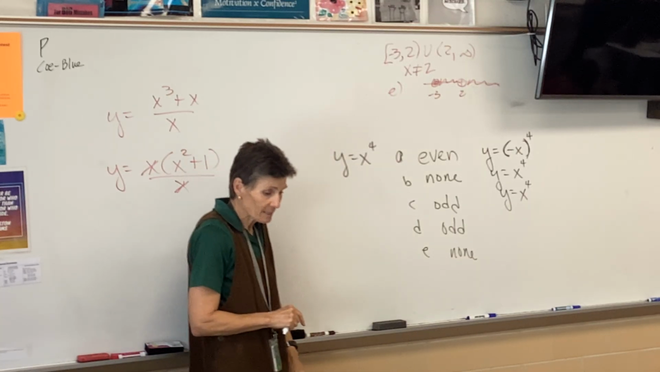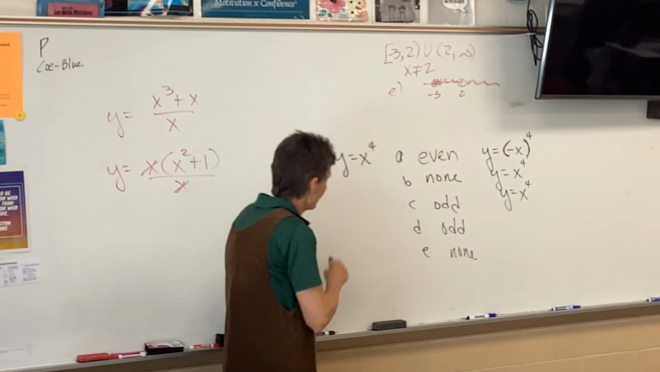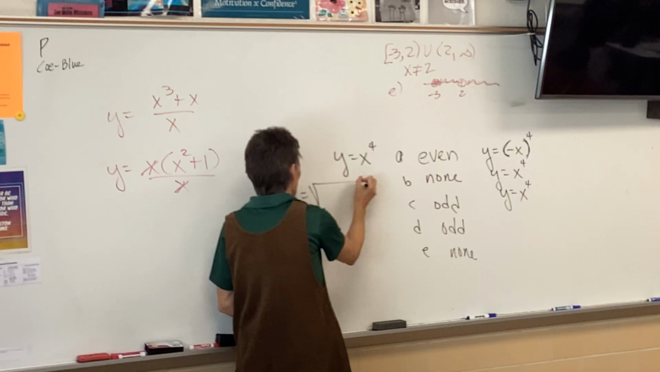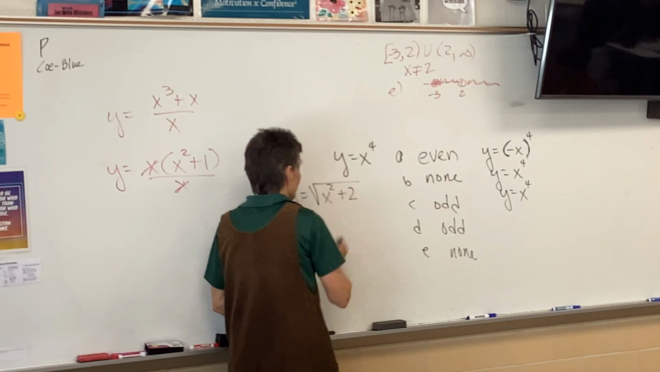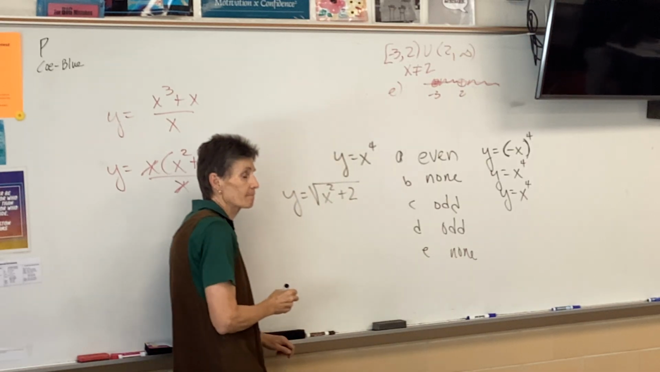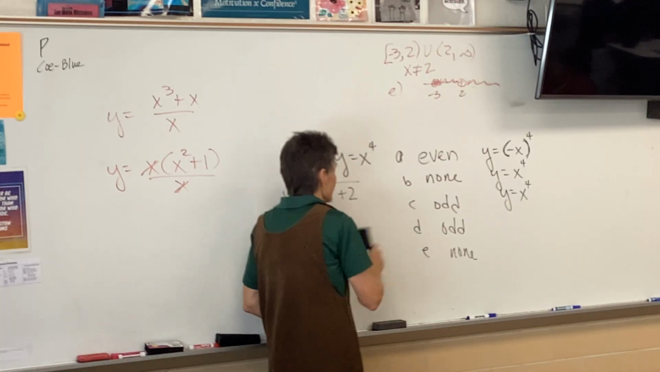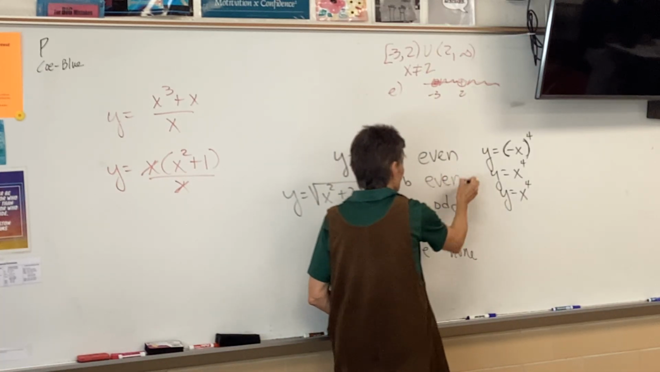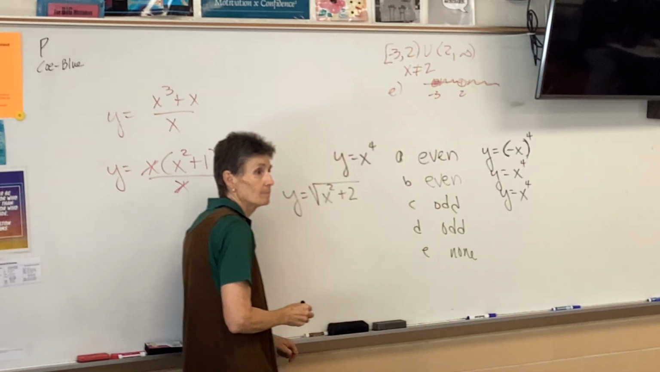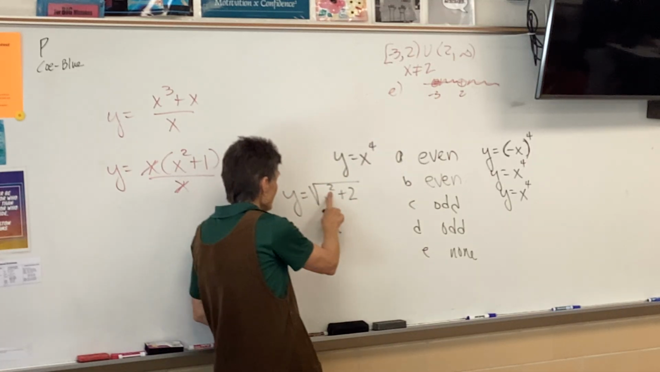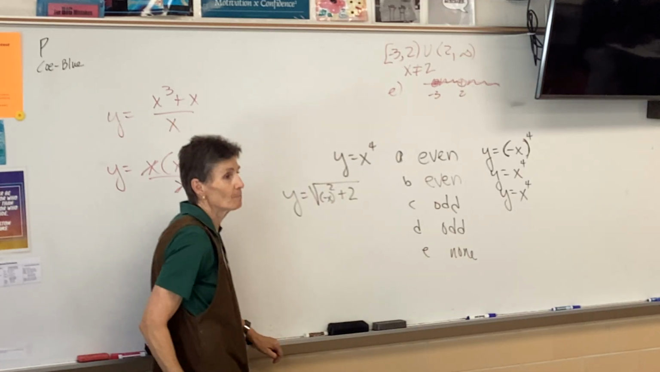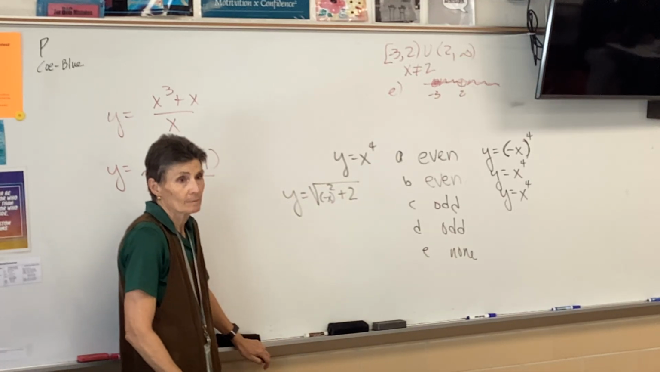All right, how about the next one? I disagreed with this one too. Y equals the square root of x squared plus 2. I said it was even. Did anybody else say it was even? Alden, I did. Oh, because it'd just be x squared. Because when I square this, doesn't it just become x squared? Yeah, it's just a bad block.